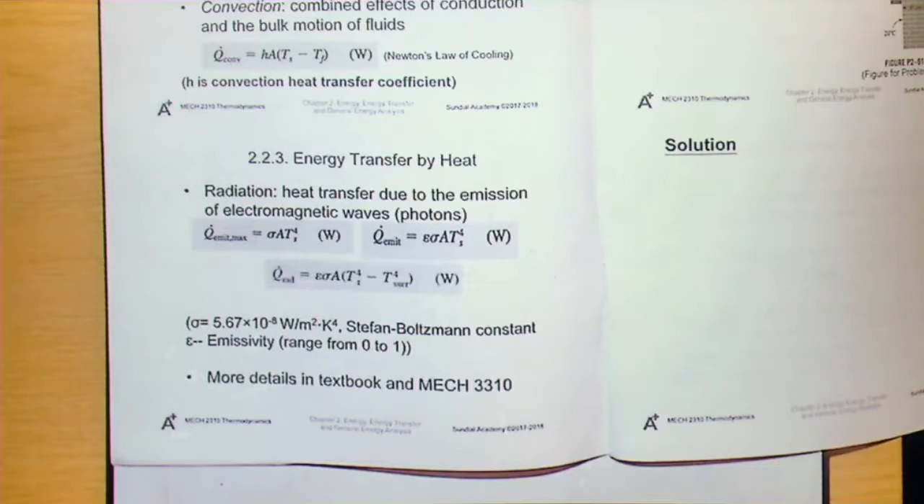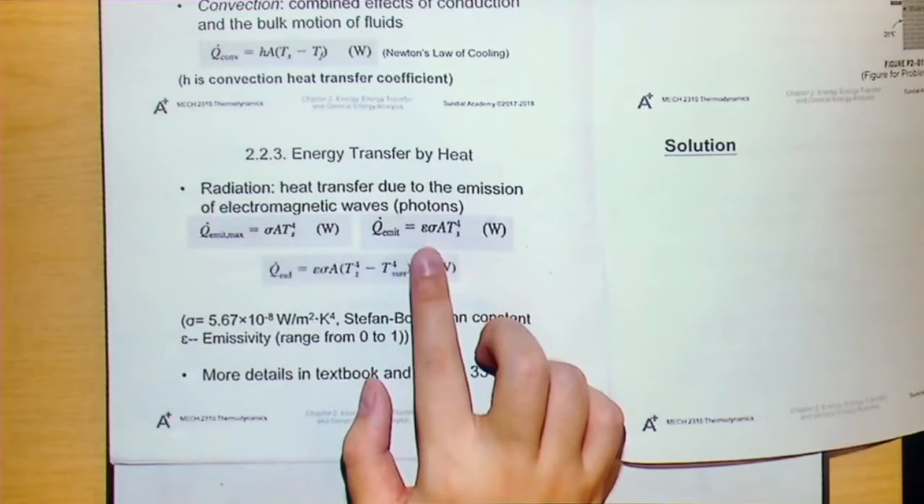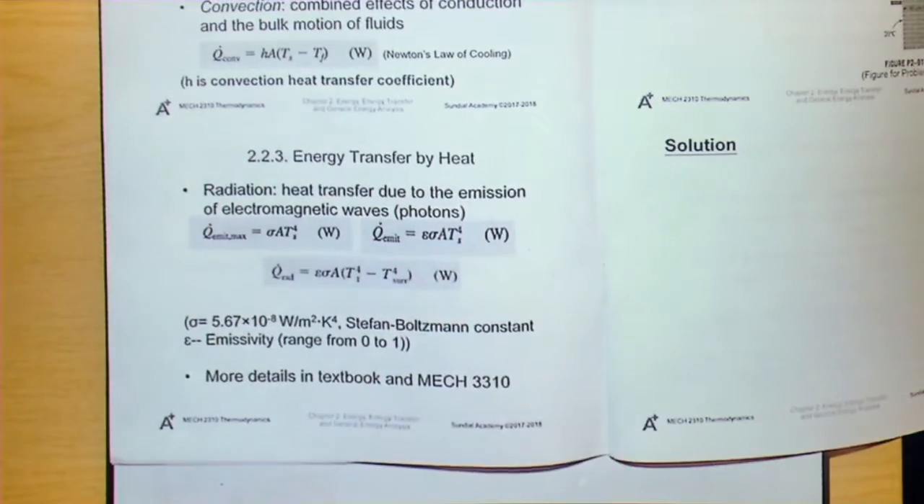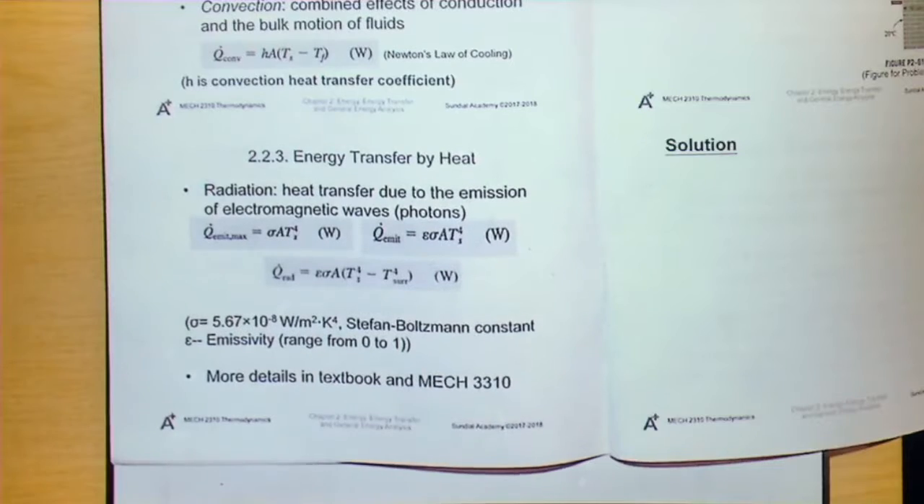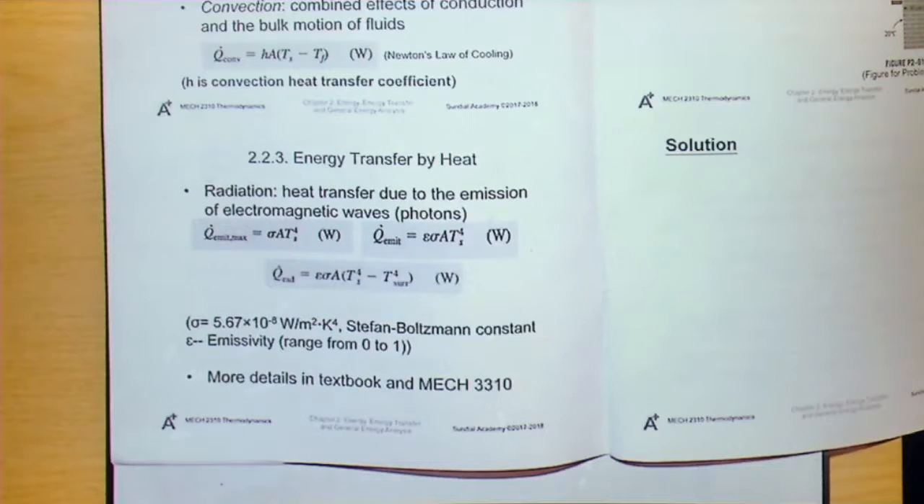All real surfaces emit less radiation than a black body at the same temperature. The rate is given by Q emit equal to epsilon sigma A Ts to the power 4. So here we have an extra factor epsilon, and this epsilon we call the emissivity, which ranges from 0 to 1.